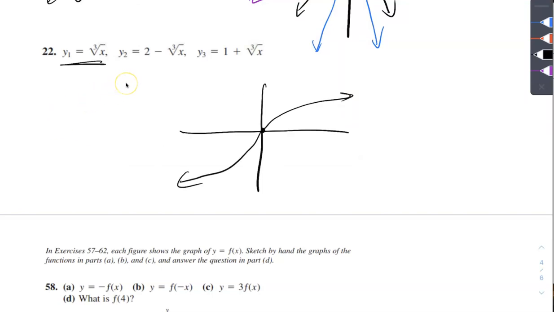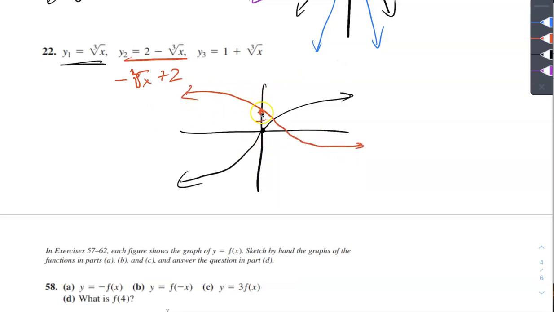The next one, again, I'm going to rewrite it so you can see that a little better. That's negative cube root of x plus 2. So we're going to go up 2, then to negative cube root of x. So we're going to flip it upside down. So instead of going from left to right increasing, we're going to be decreasing. We're going to flip it. So it's kind of like this. Again, not perfect, but the general idea.